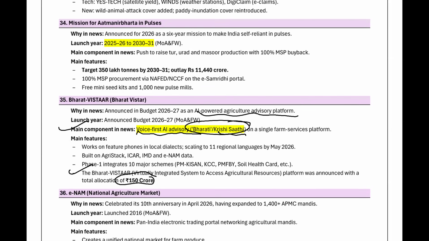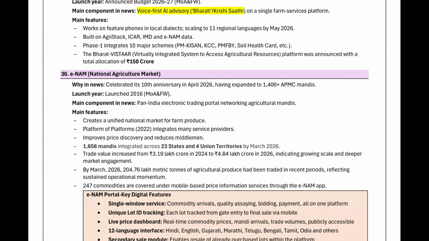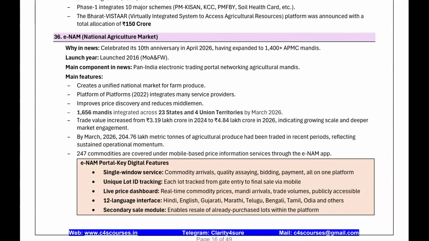Rupees 150 crore. This is all about Bharat Vistar. You should remember what is Bharat Vistar. ठीक है? So 35th scheme, I hope it is clear. Now 36th scheme, that is ENAM. What it is? It is a national agriculture market.